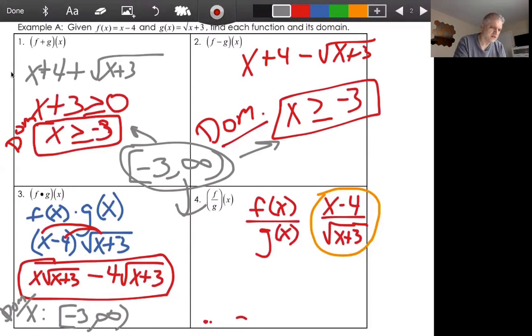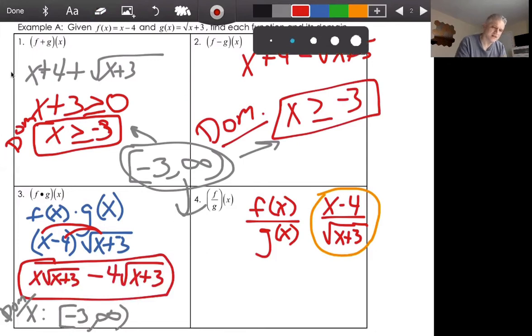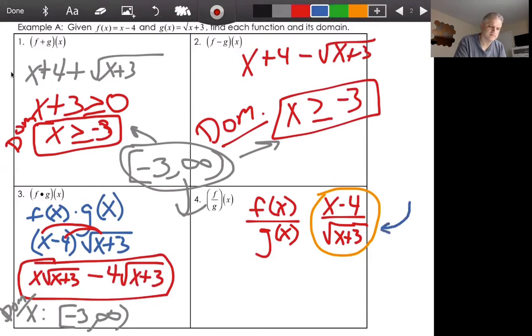Okay, now the fourth one. Okay? Again, we have the same restrictions on f and g, right? So we just have to make sure of one thing, and that is that this brand new function that has a square root in the denominator cannot equal 0. Okay? So we know that the g restriction tells us that x is greater than or equal to -3. But we also know that the denominator cannot equal 0. So square root of x plus 3 can't equal 0. Well, that means that x plus 3 itself cannot equal 0.